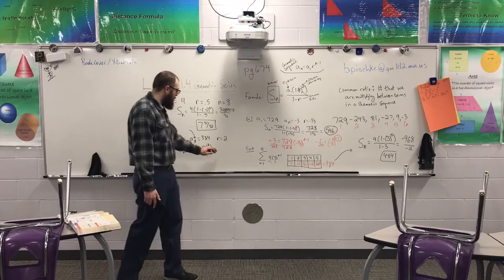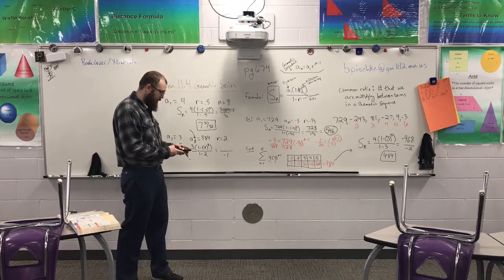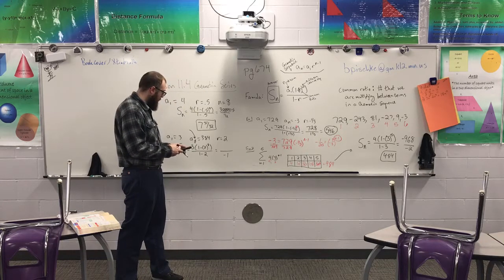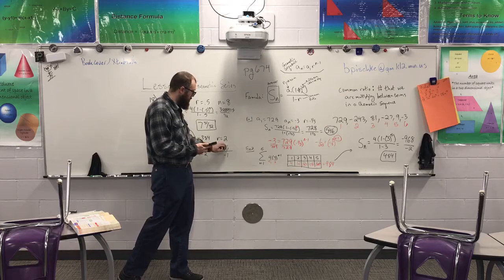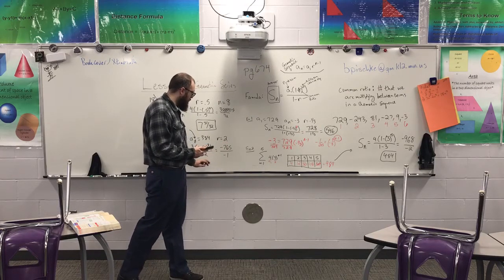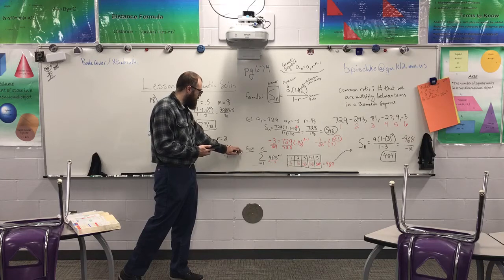Now I can work this out independently, top and bottom. The bottom is -1. On the top I have 3, parenthesis, 1 minus, parenthesis, 2, parenthesis, to the 8th power, close parenthesis, negative 765. When I divide that by -1, I end up with 765.